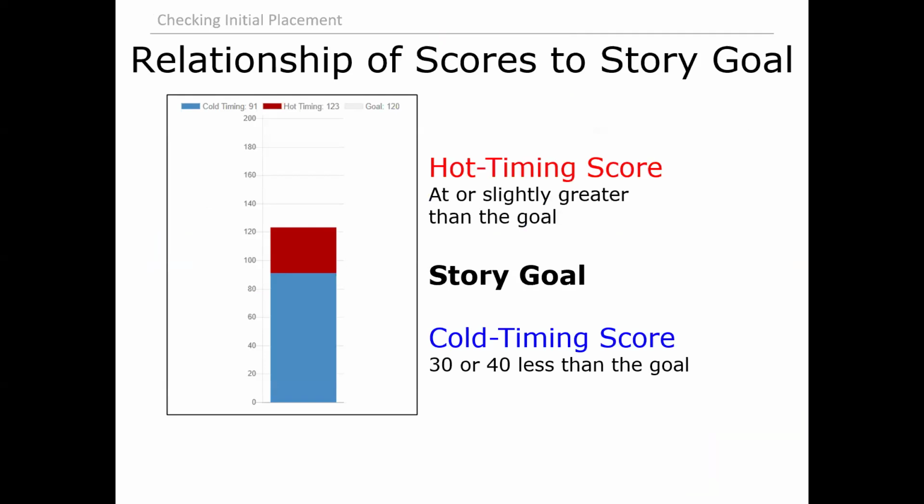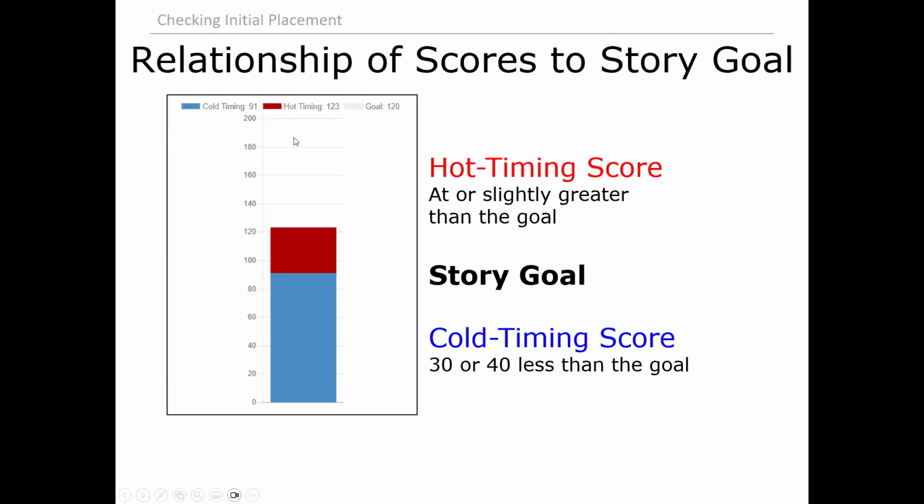The hot timing score and the goal should be pretty close to each other. Hot timing is likely to be a little bit above it, but they should be close. So if you look across the top of this graph, you'll see the cold timing score is 91, the hot timing score is 123, and the goal is 120.